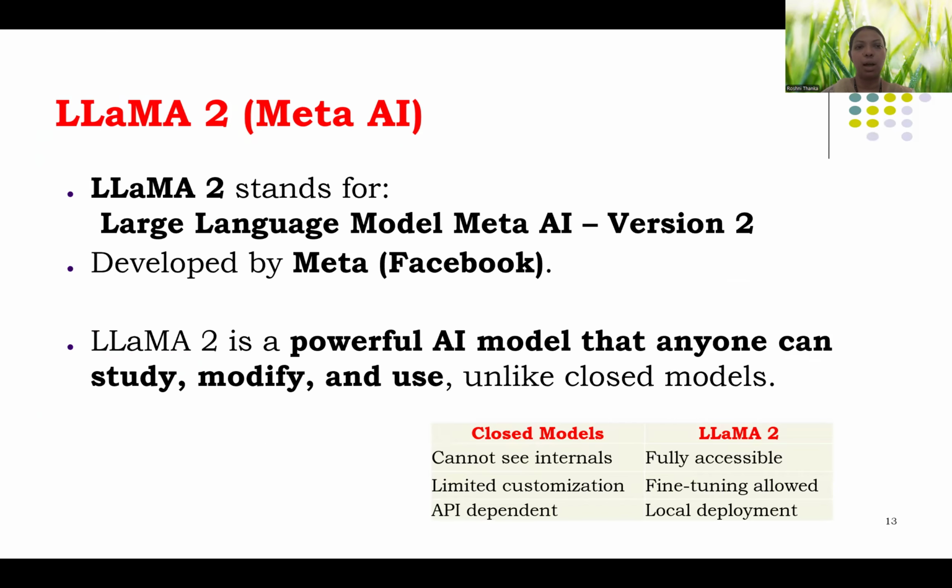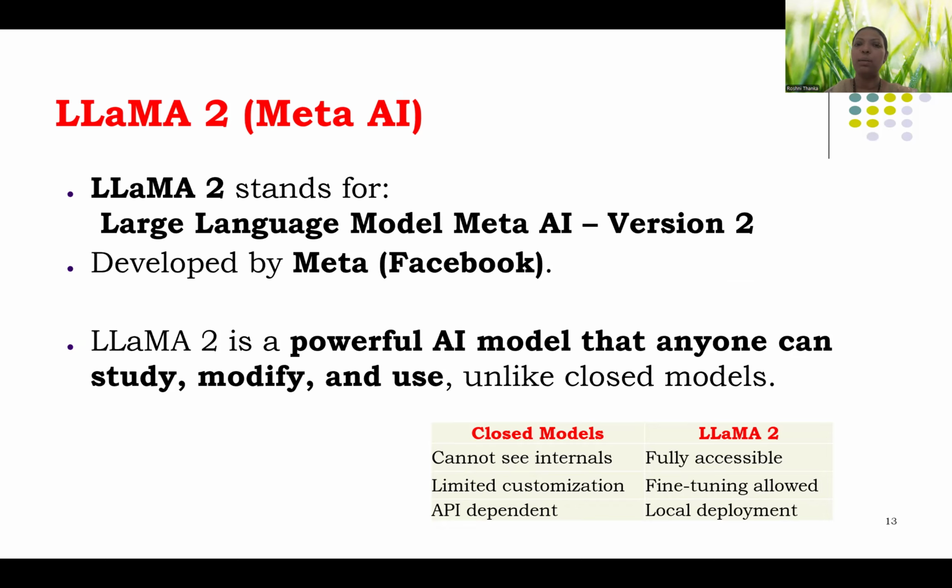And the next one is LLaMA. LLaMA stands for Large Language Model Meta AI. It is the product of Meta AI, developed by Meta, Facebook. It is a model that anyone can use for studying and modifying. Unlike closed models, it is open source, so anyone can access it and fine tune it. That is a specialty of LLaMA. With a closed model, you cannot see the internal working, but since LLaMA is an open model, you can have full access to it.